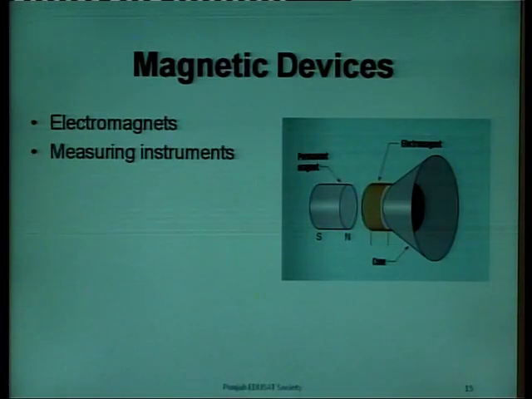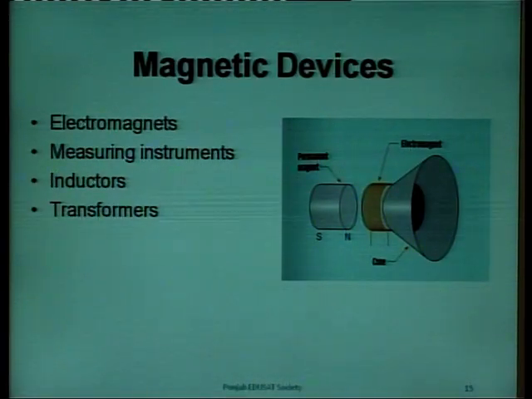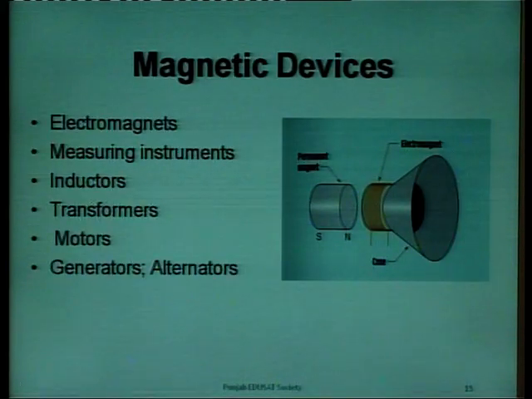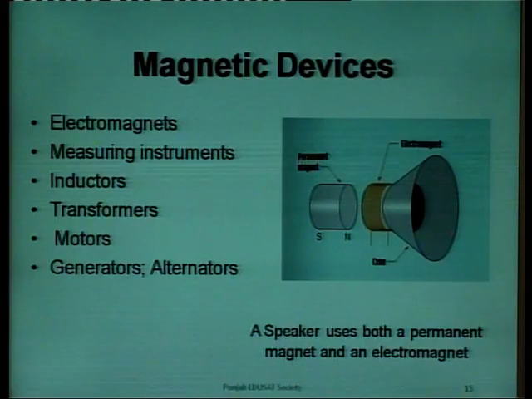Then we have different magnetic devices. We have various types of magnetic devices where we can use magnets. We can use them in electromagnets, in measuring instruments, in inductors, in transformers, motors, generators, alternators, and in various other applications. As we can see in the speaker, we use both a permanent magnet and an electromagnet.